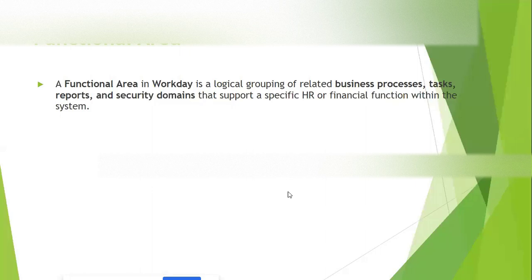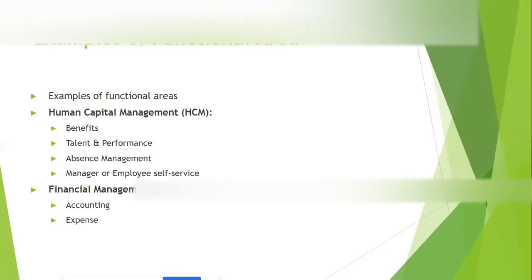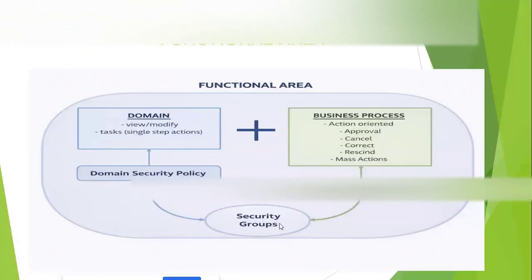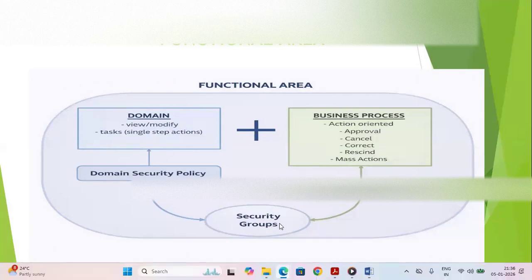Let me just complete the slide. These are a few examples of functional areas. Under human capital management there are various examples: benefits, talent and performance, absence management, manager or employee self service. Under finance, accounting and expense are the functional areas. Now, security groups and giving access to them, we will see now.